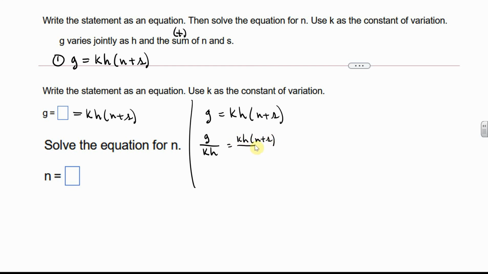Now, for some of you, you don't even have to write this. You can just say g divided by k times h is equal to n plus s. You already see it. Now just one more step, since I'm getting n by itself, is to subtract s on both sides. And if you see that, then you can just go ahead and write it. So I'm just going to say n is equal to g over kh minus s. That's the answer.